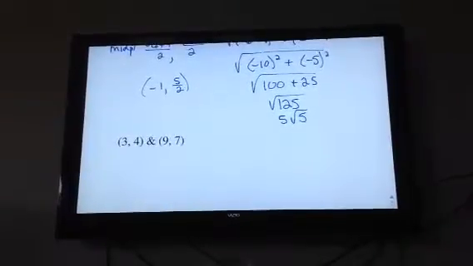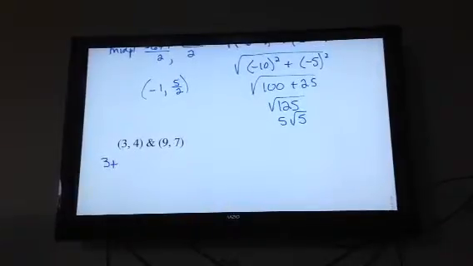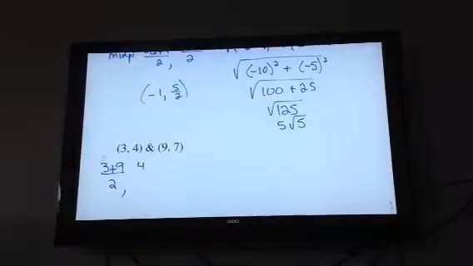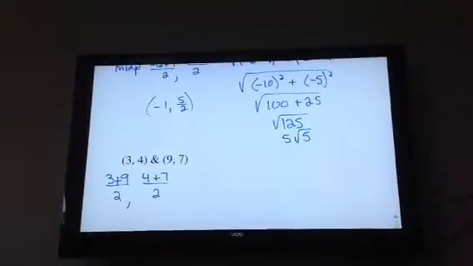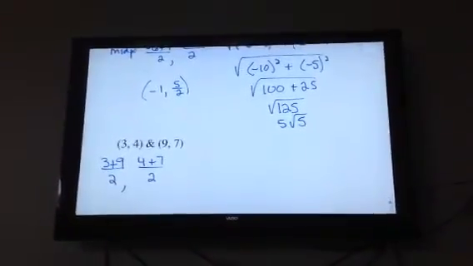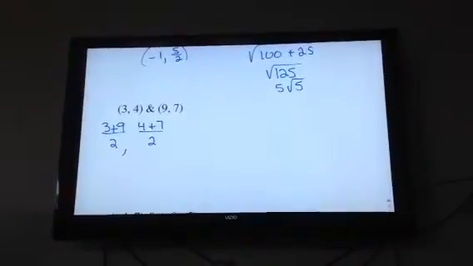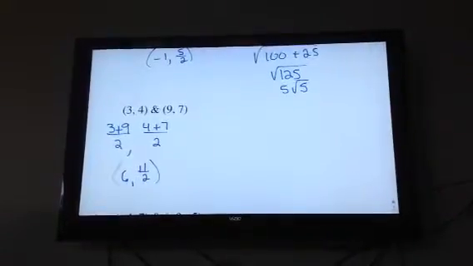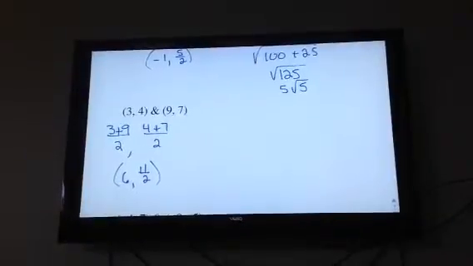Let's do the next one. So for my midpoint, I'm going to take my x plus my x, divide by 2. And then my y plus my y, and divide by 2. For the middle, the average, think of that together, how you find the average of something. Think average when you're doing midpoint. So I have 12 over 2, which is 6, and 11 over 2, which is 11 over 2. So my midpoint is 6, 11 over 2, my x, y coordinate.